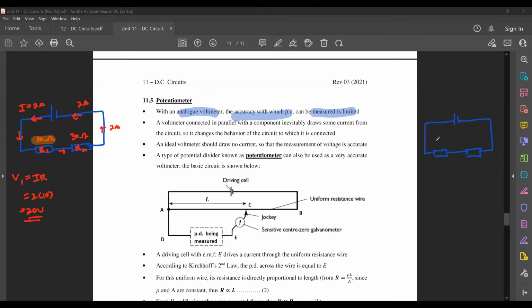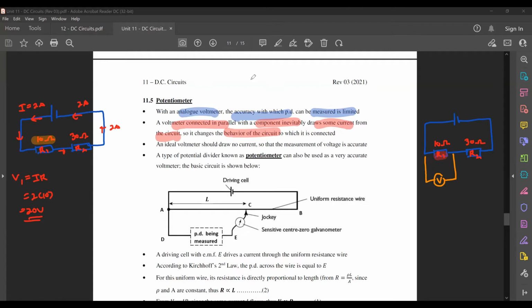When you try to measure it using a voltmeter, for that same circuit, where you have the same 10 ohms and the same 30 ohms, you connect a voltmeter across it in order to be able to measure the PD. This is what you would do to measure the PD across the resistor. Now, the moment you connect a voltmeter in parallel with the component you're trying to measure, it will actually draw some current from the circuit and change the behavior of the circuit to which it is connected.